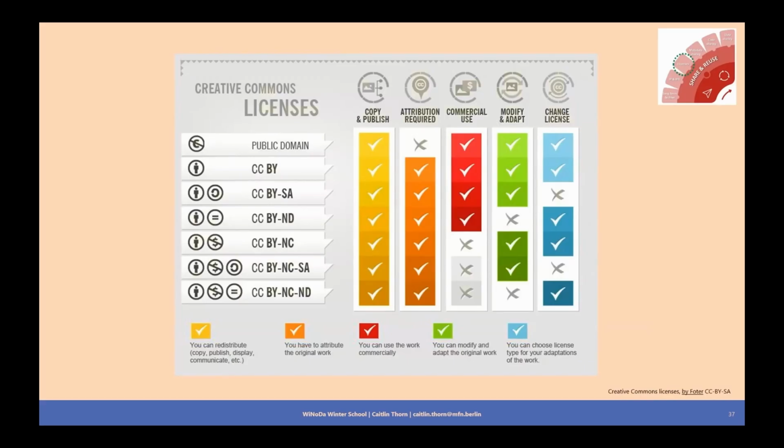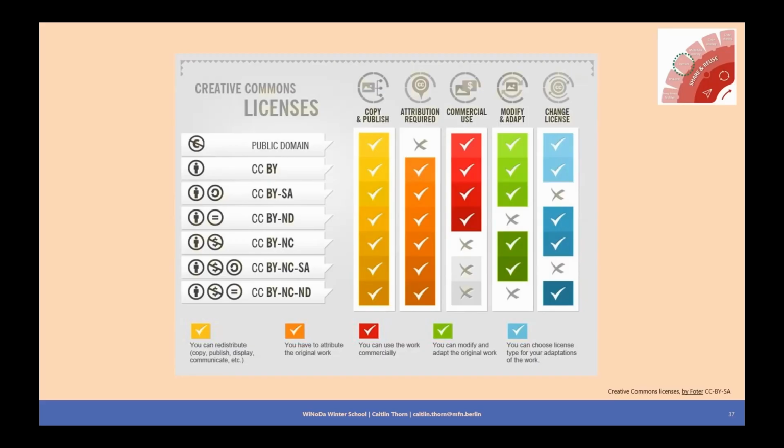So the first one is public domain. That's not actually a license, it means it doesn't have any license. So the data is completely open for anyone to use. You don't have to reference anyone. The lowest level of license is CC BY, where the author has to be attributed. So you have to reference the person who created it, but you can do anything to the data. You can modify it, use it commercially.